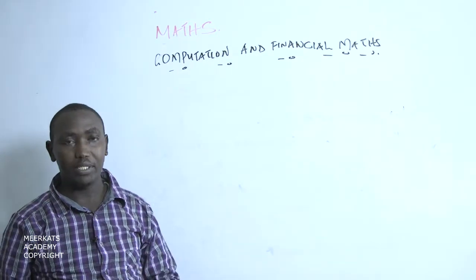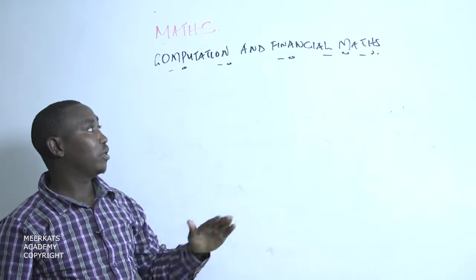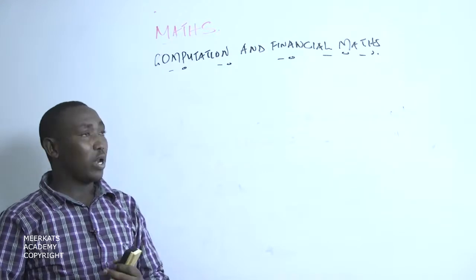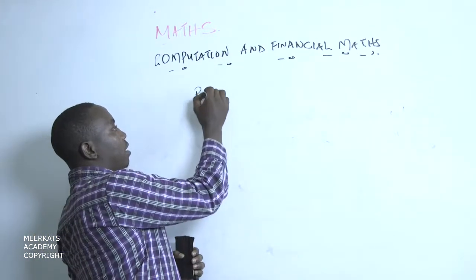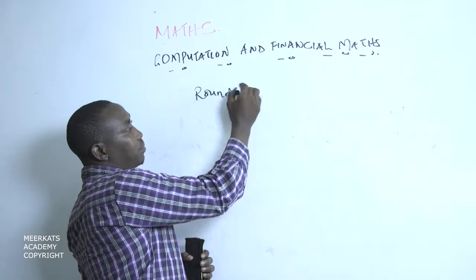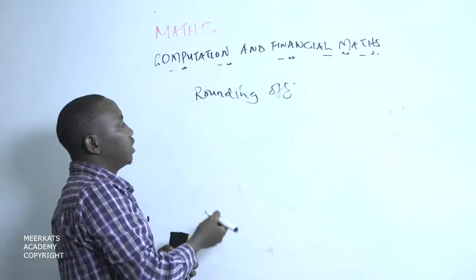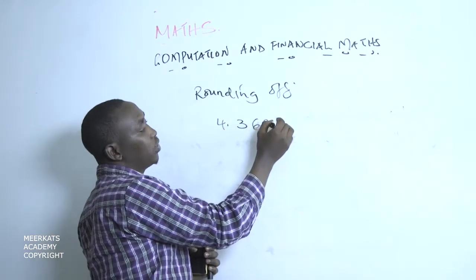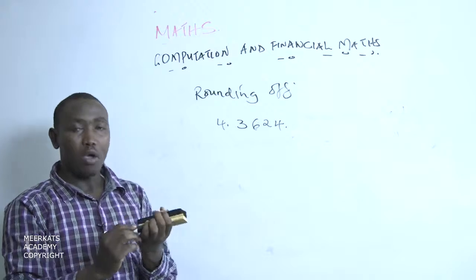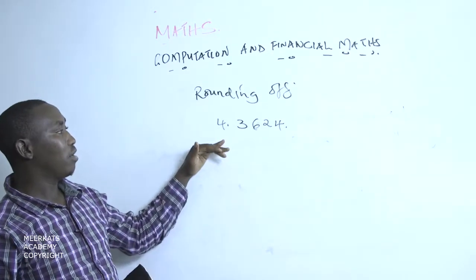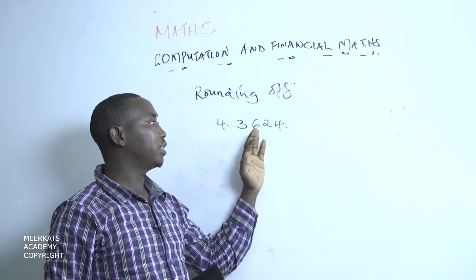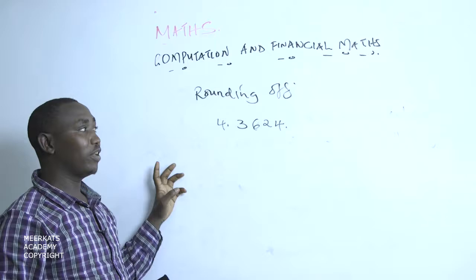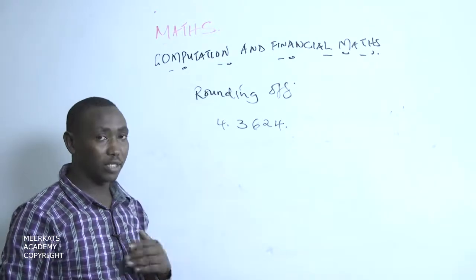Another important aspect I would like to review is rounding off numbers to a given number of decimal places or significant figures, because it will be important when you are looking at financial mathematics. When you are given a number, say 4.3624, we can round this number to the required number of decimal places or significant figures depending on what the equation requires us to do.